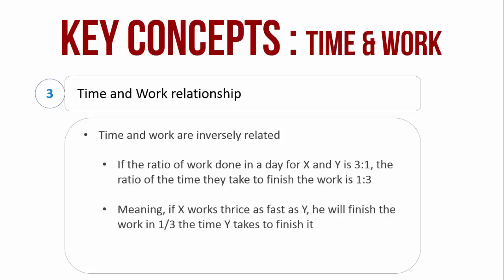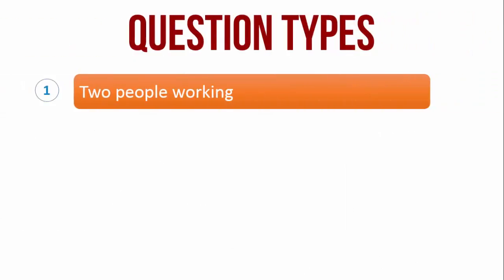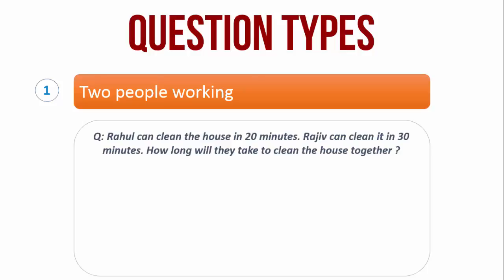Let us now look at the different types of questions that are asked. The first kind is when 2 people are working. For example, Rahul can clean the house in 20 minutes. Rajiv can clean it in 30 minutes. If both of them are cleaning the house together, how much time will they take?